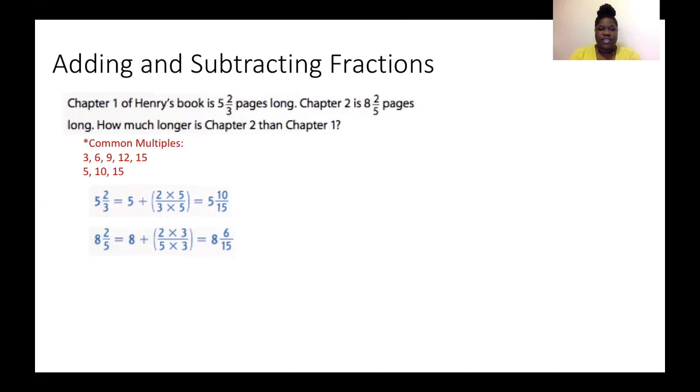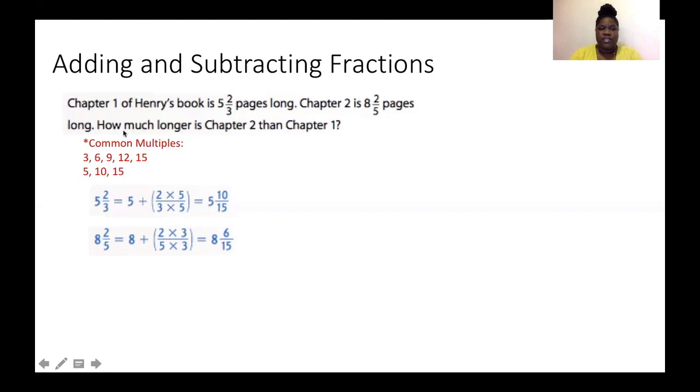The next thing I do is I change my next fraction, 8 2/5, and I separate the whole number from the fraction. So I have 8 plus, then I have 2/5. I know that 5 times 3 is 15 because up here when I was finding my common multiple, I said 5 times 1 is 5, 5 times 2 is 10, 5 times 3 is 15. Whatever I multiply my denominator by, I have to multiply my numerator by. So 2 times 3 is 6, 5 times 3 is 15. So 8 2/5 is equivalent to 8 6/15.